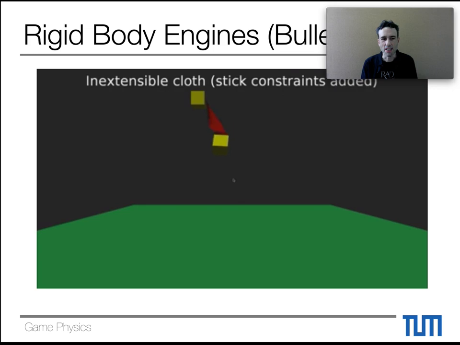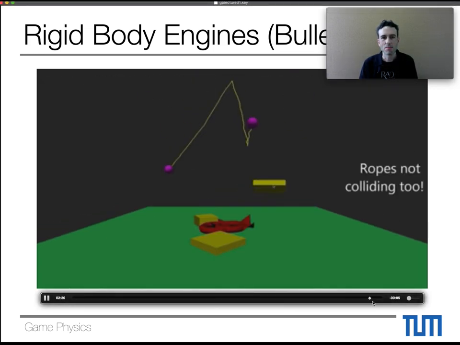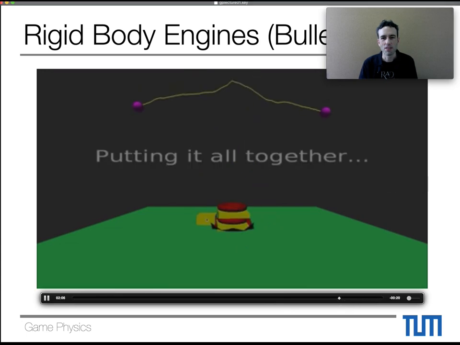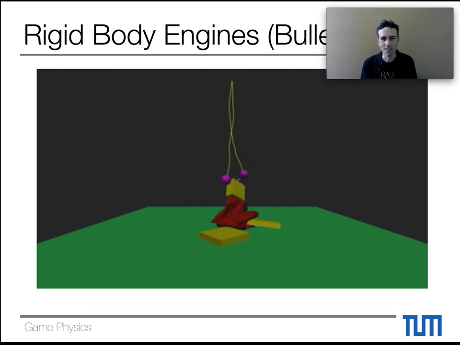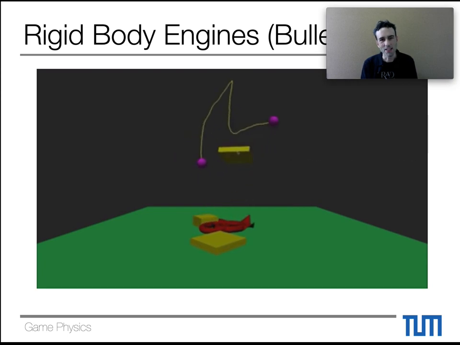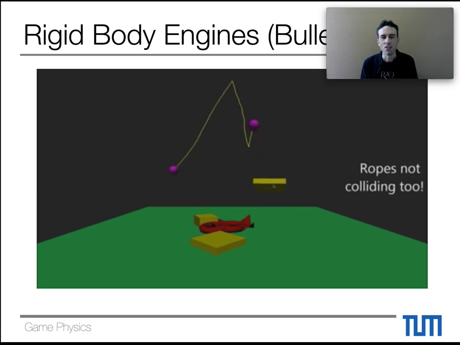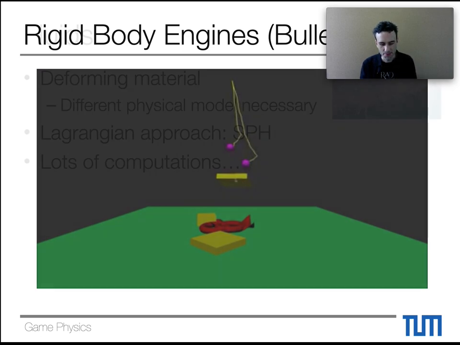Right, this is just a non-extensible cloth. So this is the example I was looking for. Here we have now several rigid bodies with the strings and some deformable tori in the mix. So well, you can imagine if you go towards this direction, it can be quite complex in terms of behavior and also in terms of computations.